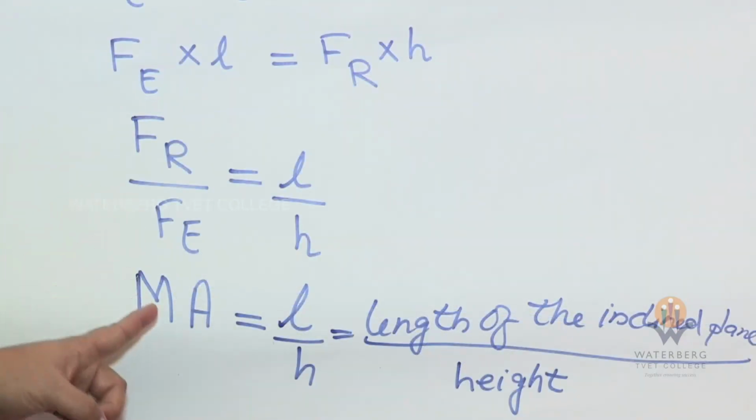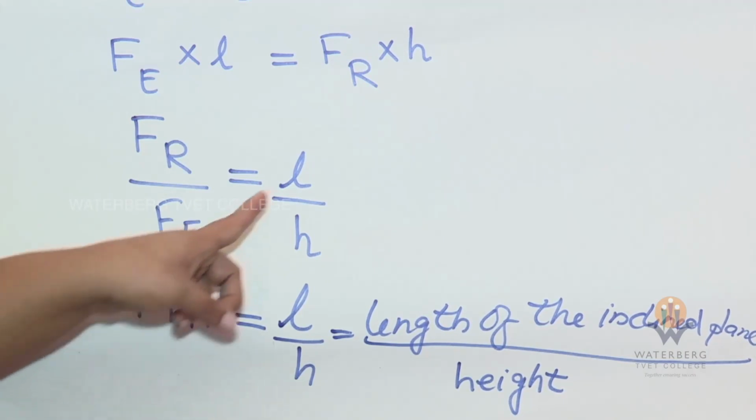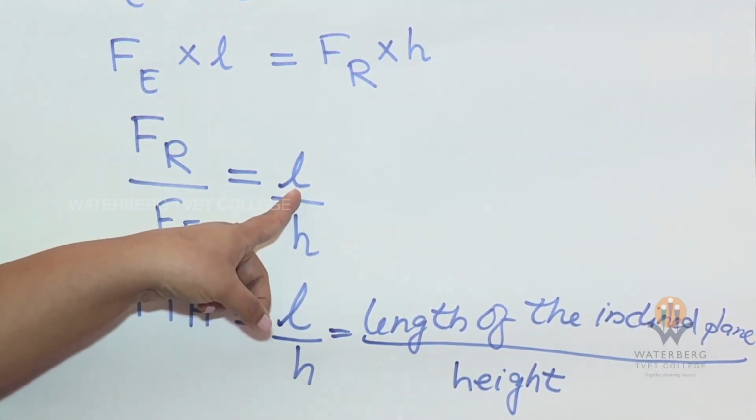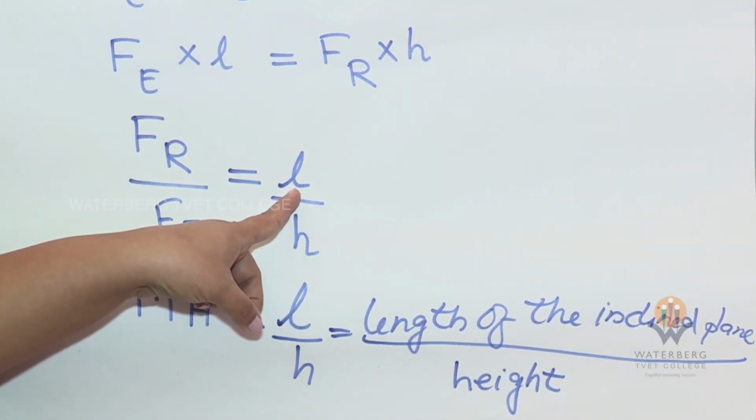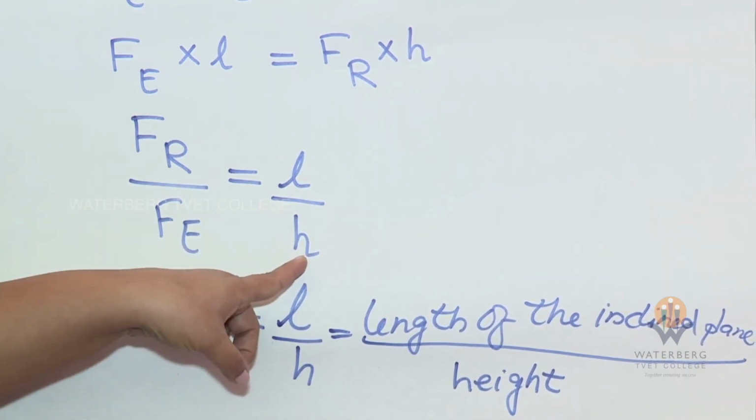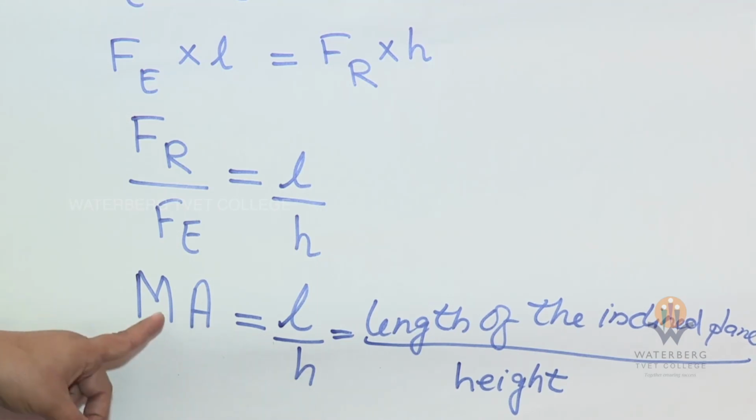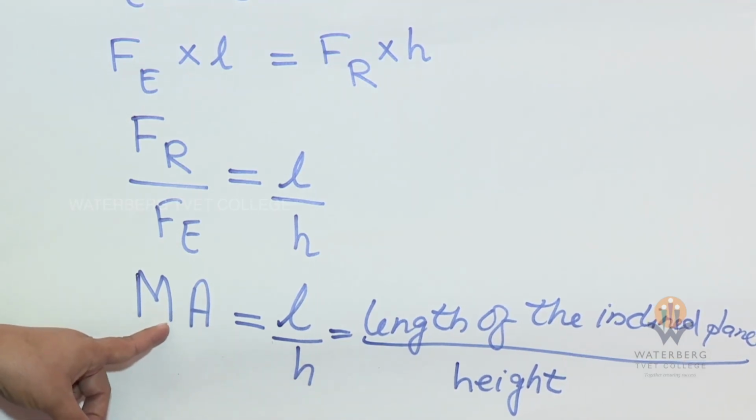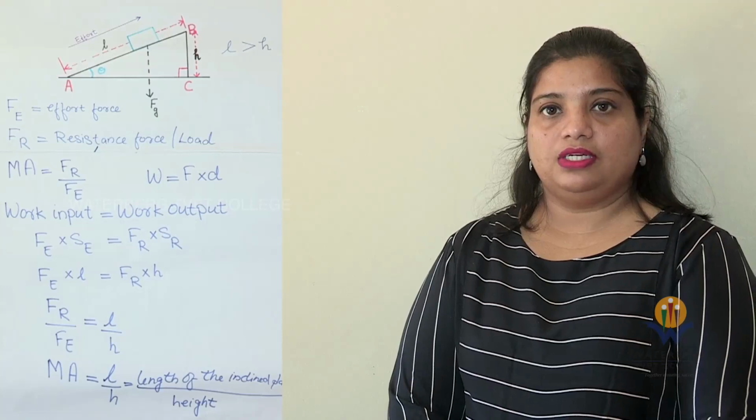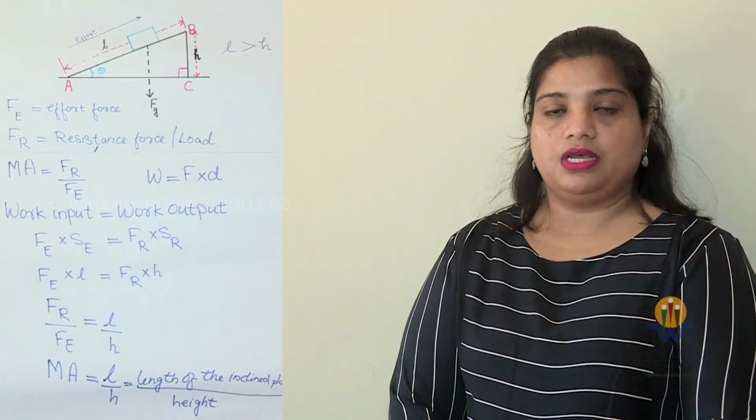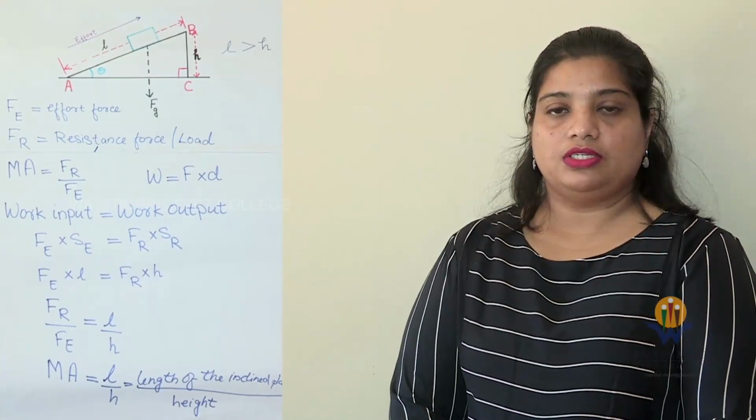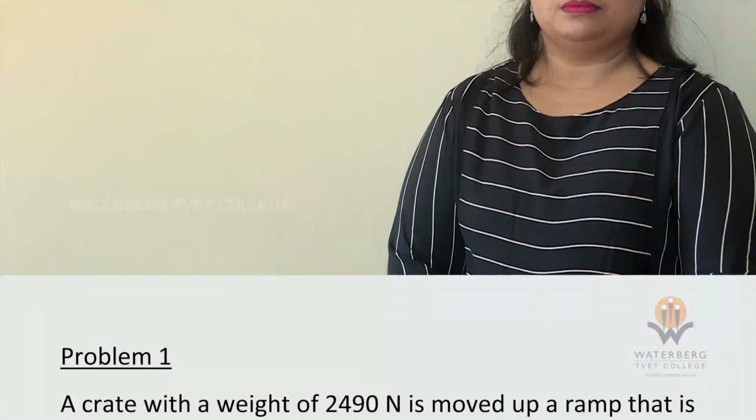Mechanical advantage of an inclined plane increases as the length of the inclined plane increases, and also if height decreases, the mechanical advantage increases. Ideal mechanical advantage assumes a frictionless surface, and actual mechanical advantage considers friction.